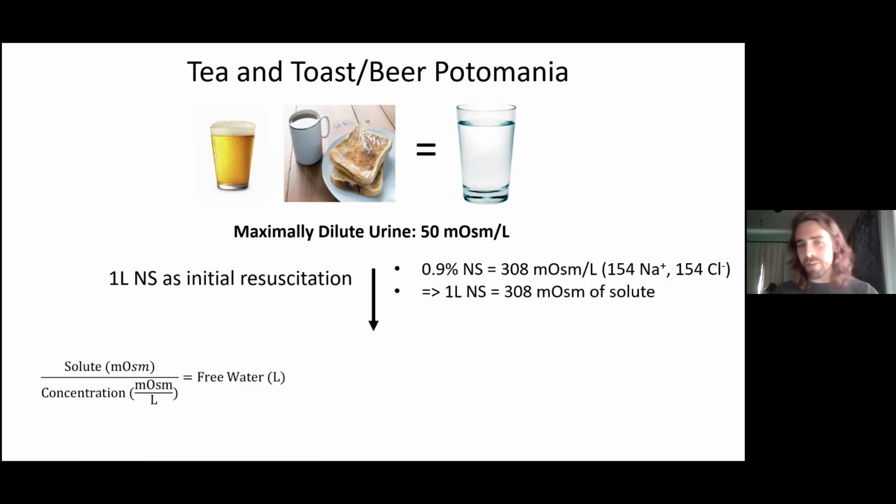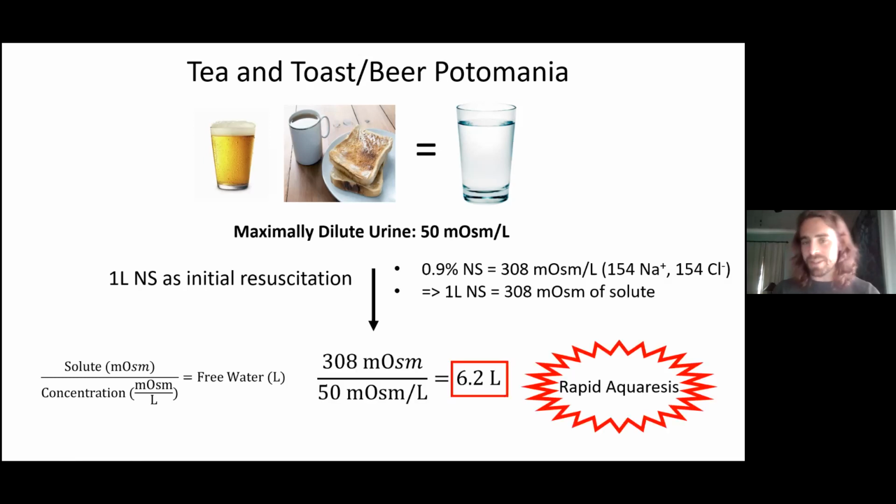And so going back to how much free water will be excreted when we give this kidney 300 milliosms of solute, doing the math, it's about 6.2 liters of rapid free water excretion that can occur. And that's because the kidneys have been waiting for solute and they really want to get rid of this free water. And so these patients can really, really rapidly correct their sodium. We have to be really respectful and careful of these patients and be good about recognizing this when they come into the hospital.